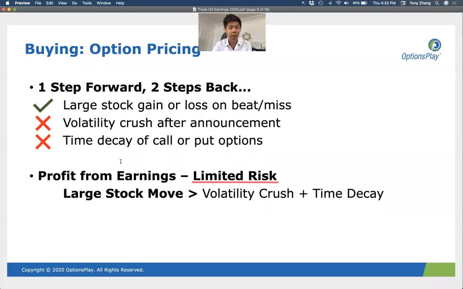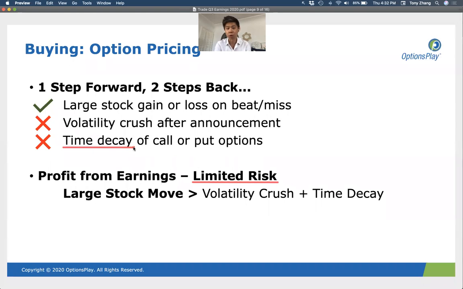Number one, time decay. Time decay is always going to work against us whenever we're buying options. It doesn't matter whether we're trading earnings or not. Time decay is always a factor. Whenever we buy a call or a put, the value of that call or put is going to erode every single day that we hold on to it. So that's the first thing that's working against us.